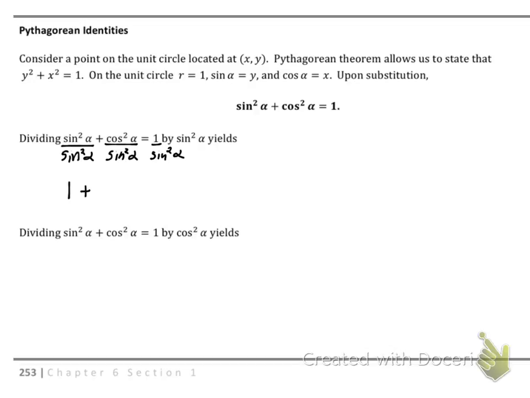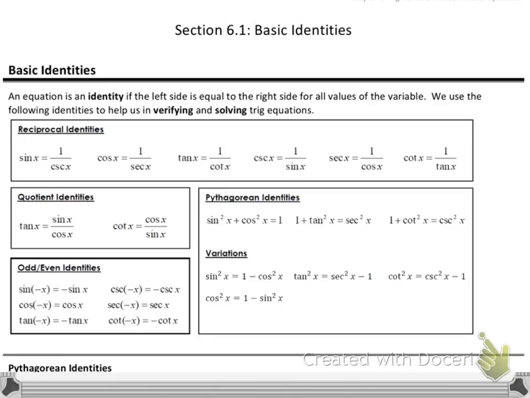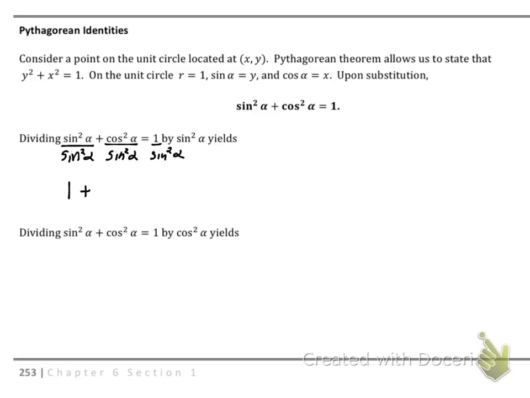Plus, I have cosine squared over sine squared. If I look back up here, cosine over sine is equal to cotangent. So rather than saying cosine squared over sine squared, I'm going to say cotangent squared alpha. Because this is squared and this is squared, then this will be squared as well. All right, and that's going to equal 1 over sine squared.